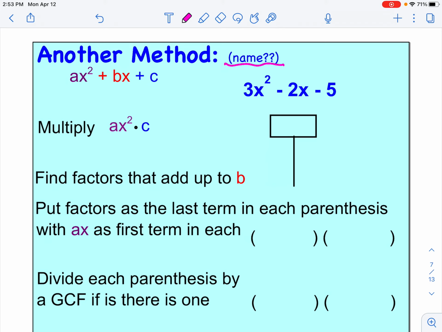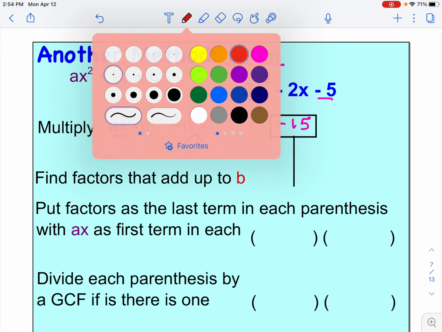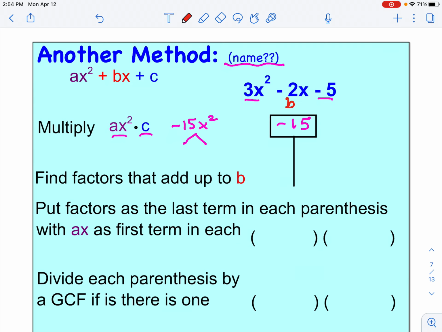But what we're going to do is the same thing we've kind of been doing, multiplying ax squared and c. So 3x squared and negative 5 gives us negative 15x squared. Okay? I'm just going to put the negative 15, just the number up there. So now I'm looking for factors of this right here that add up to b. Okay? Remember, b is this middle term.